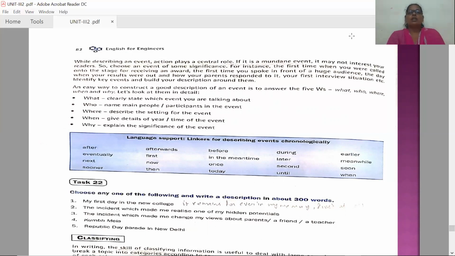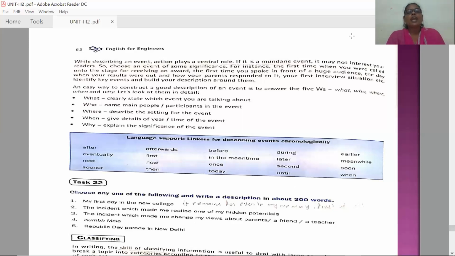Now let us start with what. What: clearly state which event you are talking about. What should you state? You should clearly state which event you are talking about. Who: name the main people or participants in the event. Where: describe the setting for the event. When: give details of the year and time of the event. And why: explain the significance of the event.